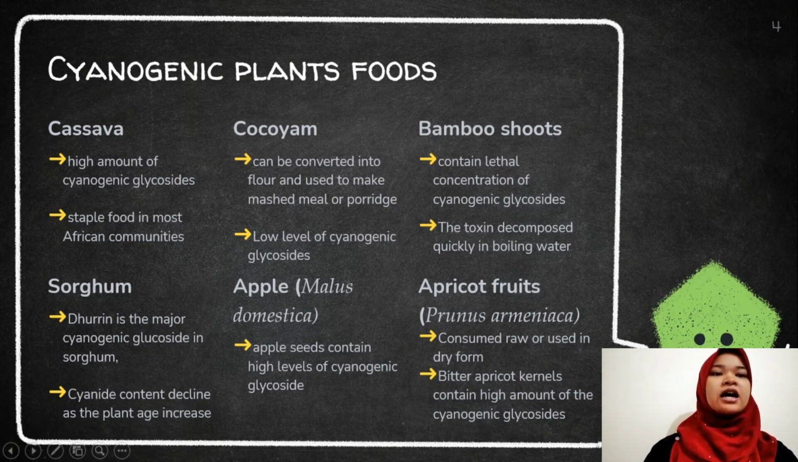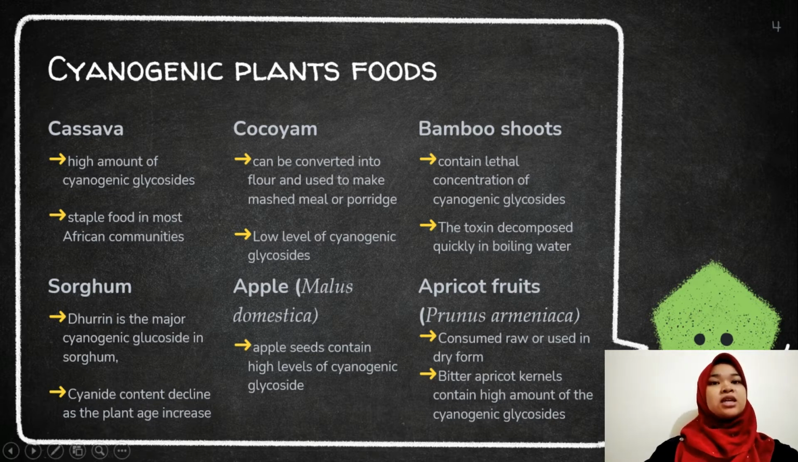Cassava contains high amount of cyanogenic glycoside. Cassava is also a staple food in most African communities. Next plant is cocoyam. Cocoyam can be converted into flour and used to make mash meal or porridge. Cocoyam also contains other sources of nutrients such as protein, vitamin, carotenoid, and mineral. Apart from the nutrient composition of cocoyam tuber, the crops have been reported to contain low level of cyanogenic glycosides.